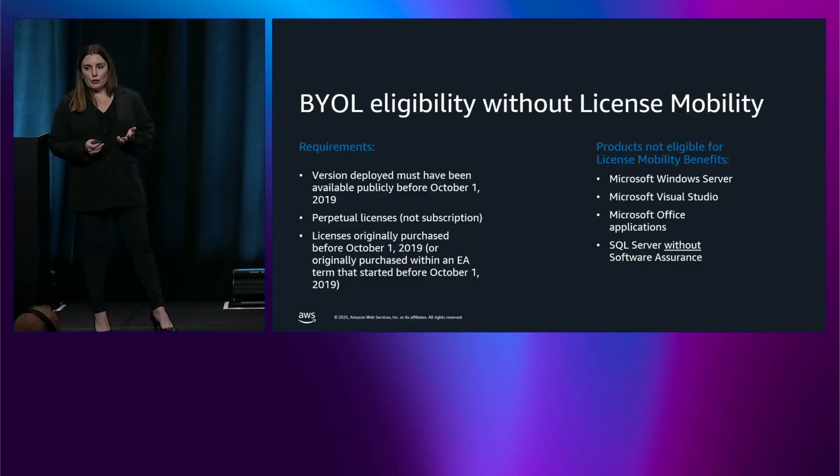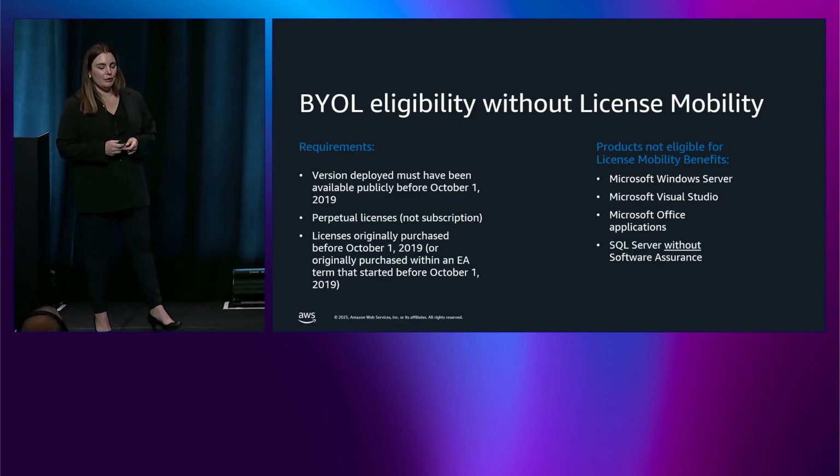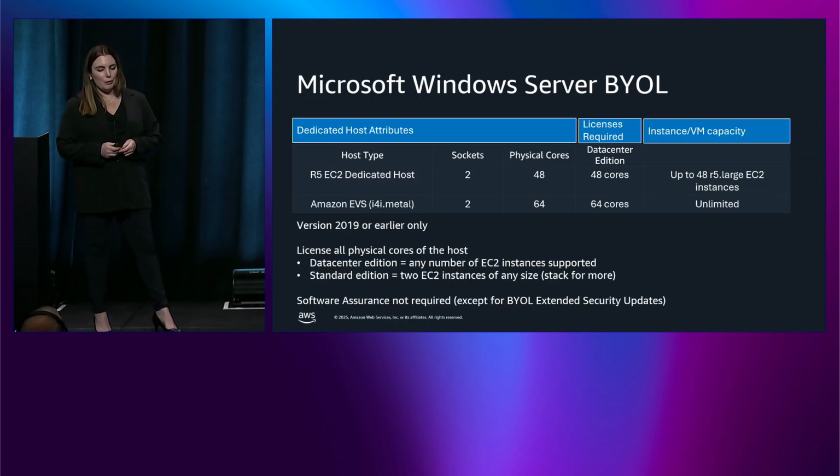For Windows Server, that's version 2019 or earlier only. You must also have perpetual licenses, not subscription. And the licenses must have been originally purchased before October 1st, 2019, or originally purchased within an EA term that started before October 1st, 2019. So again, this impacted products only not eligible for license mobility benefits. That would be Windows Server, Visual Studio, and Office applications. SQL Server without software assurance would also not have license mobility benefits, so that would also be impacted if you did not have software assurance on your SQL.